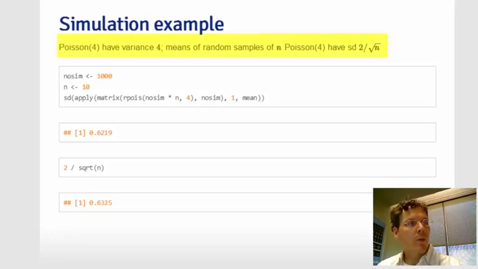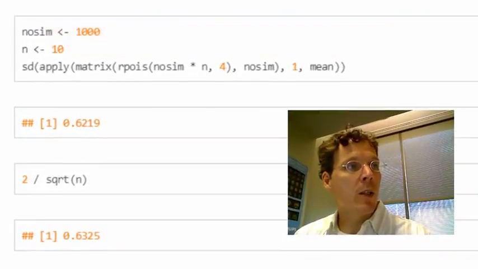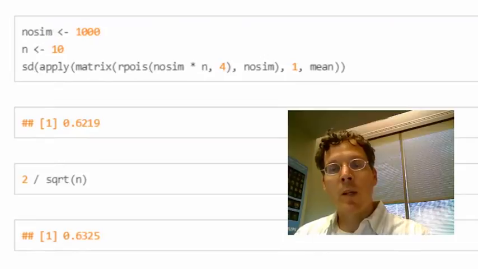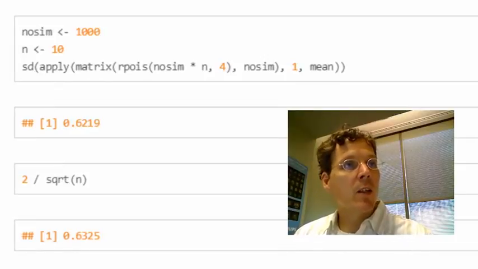Poisson 4s have a variance of 4. Poisson is a distribution that we'll cover later on in the class, but for the time being, just think of it as a discrete random variable that happens to have a variance of 4. So means of random samples of n Poisson 4s must have standard deviation 2 over square root n, according to our rule. Here I do it, and I get 0.62 when I empirically simulate lots of averages of size 10 of Poisson 4s and take the standard deviation of thousands of them. If I do 2 over square root n, I get 0.63.